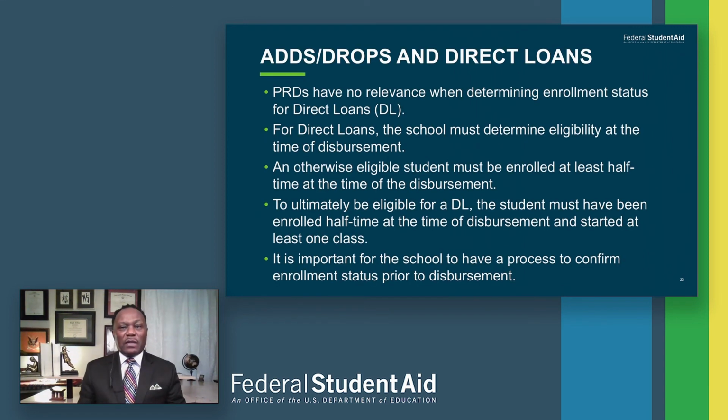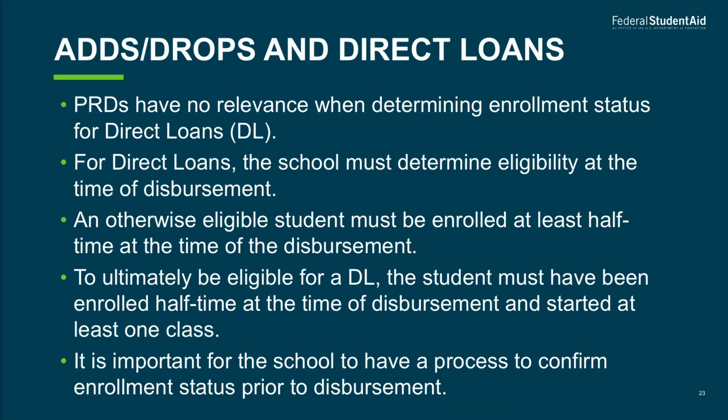The first thing you should know is that PRDs have no relevance when determining the enrollment status for direct loans. The department has issued long-standing guidance that a school must determine eligibility at the time of disbursement. This is to mean that you should be using the enrollment status established at the time of disbursement. Remember, unlike Pell, the student must be enrolled at least half-time and started at least one class to be eligible for the direct loan disbursement.